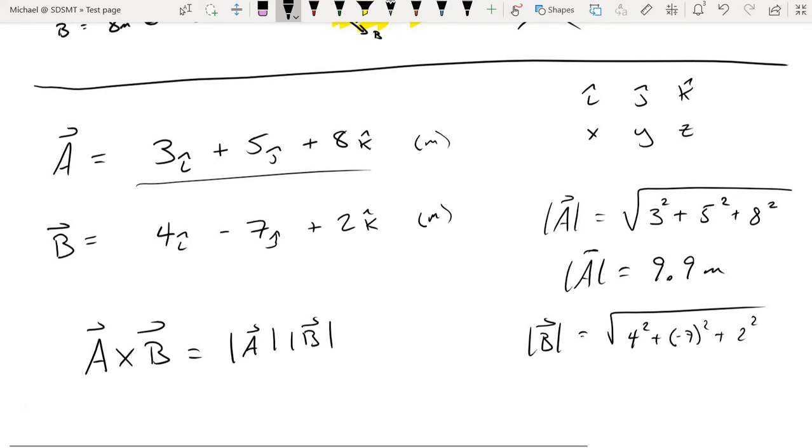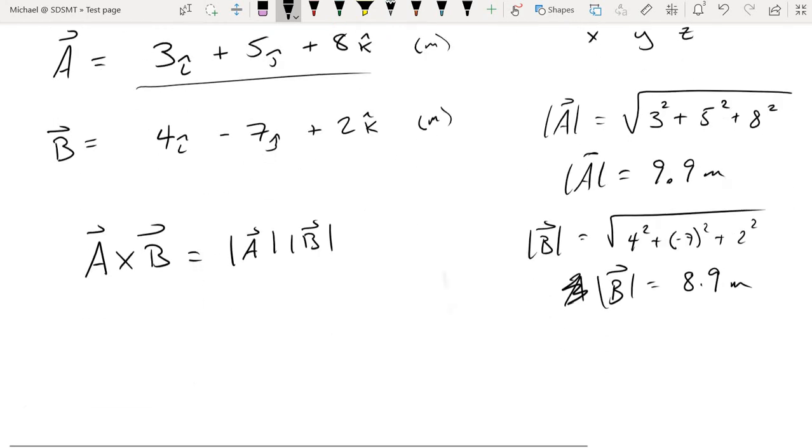We cannot have a negative magnitude, and we cannot have an imaginary magnitude. And so vector B has a magnitude of approximately 8.9. Alright, well, that's not the entirety of the evaluation process.